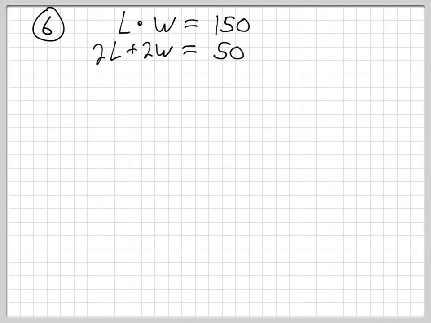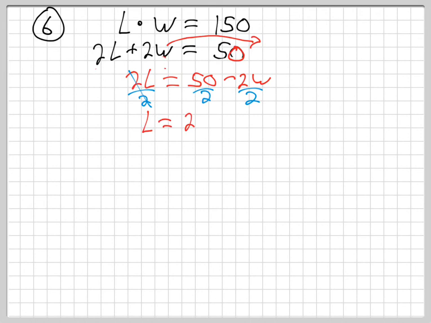Okay, so there's our 2 equations. How are we gonna do it? Well, there's a lot of things we could do. Probably one of the easiest things is to take that second equation and just solve for L or for W. It doesn't matter which one. I'll just jump this 2W to the other side, so we get 2L is 50 minus 2W. And then divide through by 2. Boom, so we get L equals 25 minus W, because these 2's cancel.